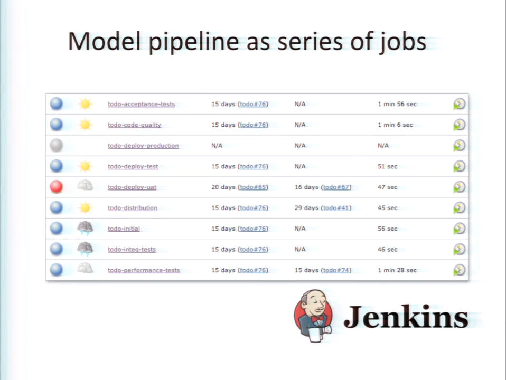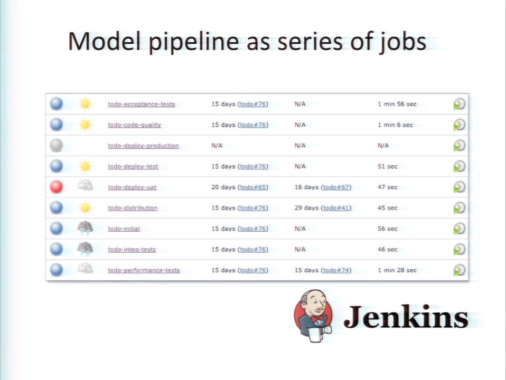So the basic idea is we model the steps in the pipeline as separate Jenkins jobs. For our to-do application, we have a number of jobs here. This first commit and unit test stage corresponds to the to-do initial Jenkins job. In this case, we set up these jobs manually. There are also ways to set up Jenkins in a scripted way, so that you can easily reproduce a Jenkins setup. But here we did it manually. We don't have that many steps at the moment.